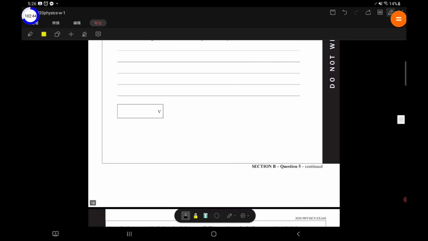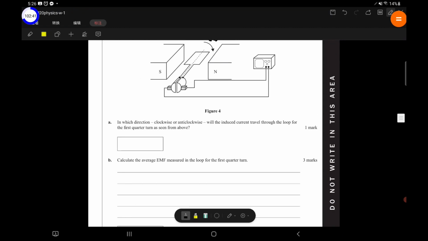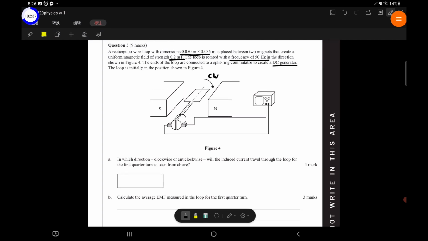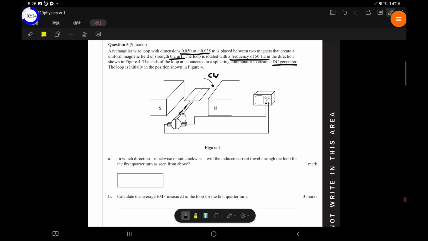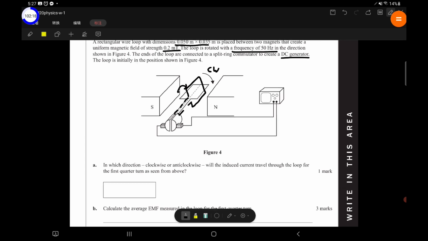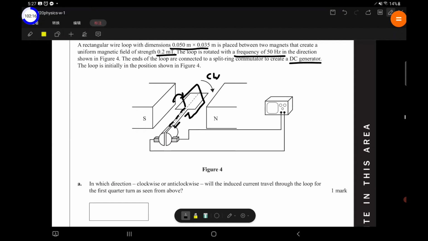In which direction, clockwise or anti-clockwise, will the induced current travel through the loop for the first quarter turn as shown? All right, so for our first quarter turn, till that loop is in this vertical position, right? So going from the horizontal to the vertical position. All right, so let's have a look at this. So which way is the induced flux? This is an induced flux question. It's based on Lenz's law, of course.